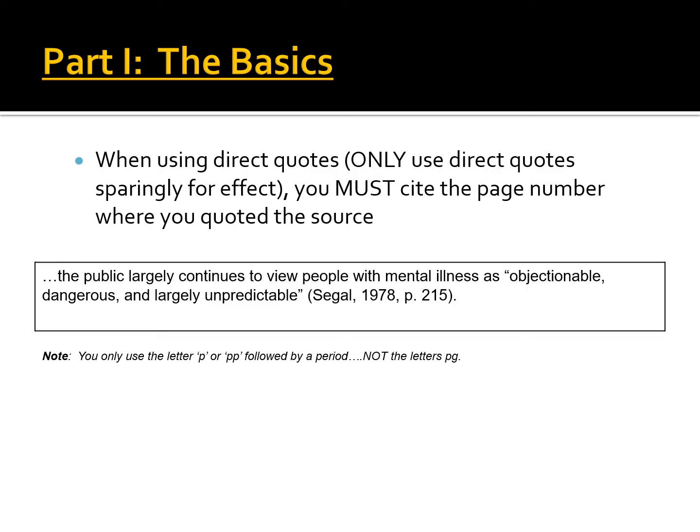When you are using direct quotes, and for the record, they should only be used sparingly for effect according to APA formatting, you must cite the page number from where you quoted the source. So for instance, here we have a quote, "The public largely continues to view people with mental illness as objectionable, dangerous, and largely unpredictable." This is a quote by Segal in 1978, and that quote can be found in the article on page 215. Note that you only use the letter P if there is one page, as in this example, or PP if the quote crosses over two pages. So for instance, if this quote crossed over two pages of the article, you would put PP period 215-216. Notice that, of course, it's P and PP, not the letters PG, which we frequently use to indicate page.